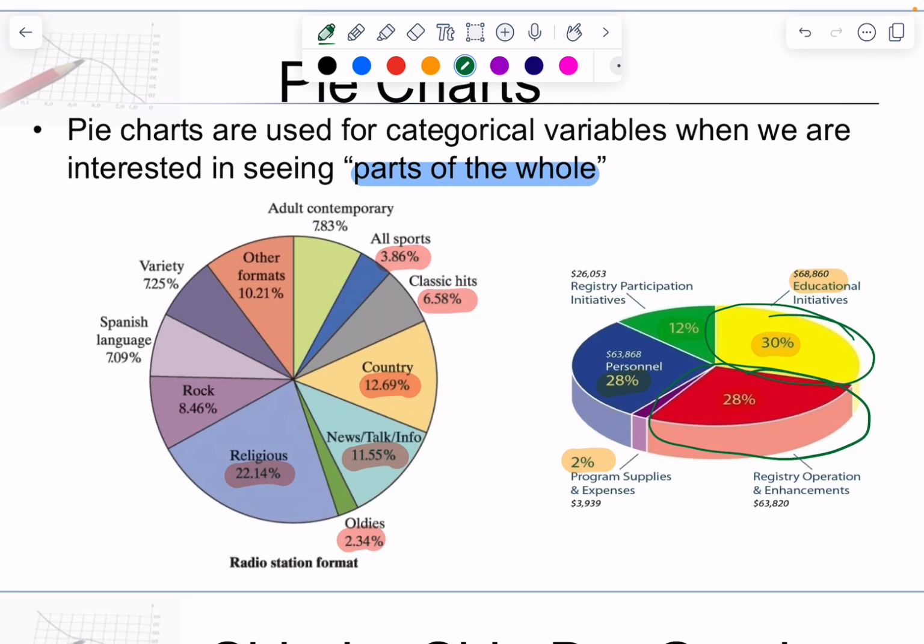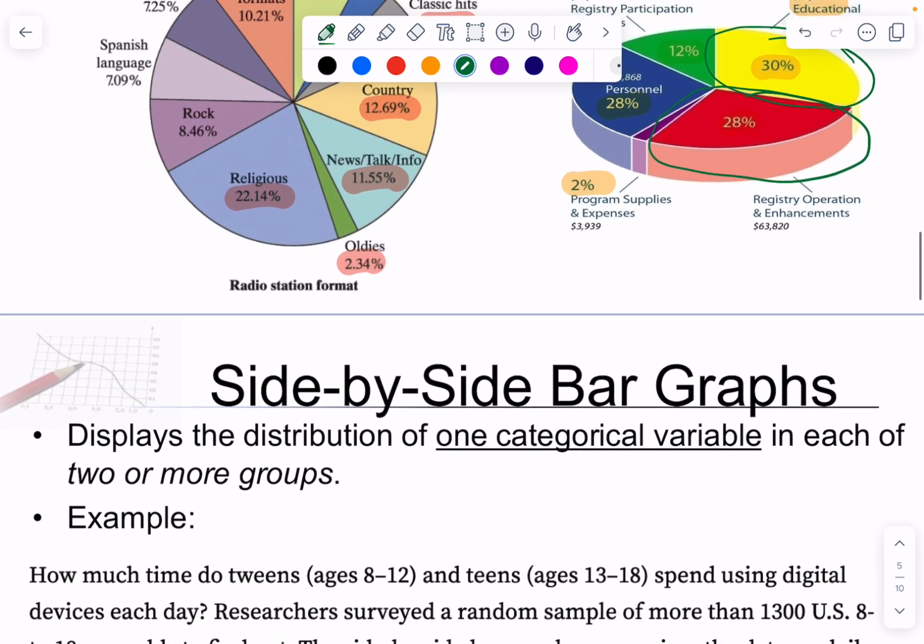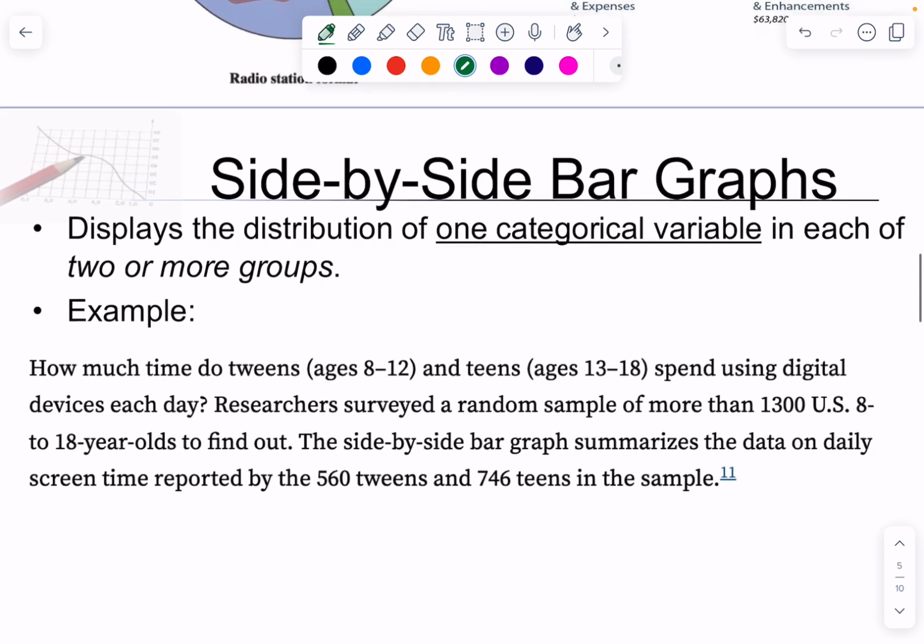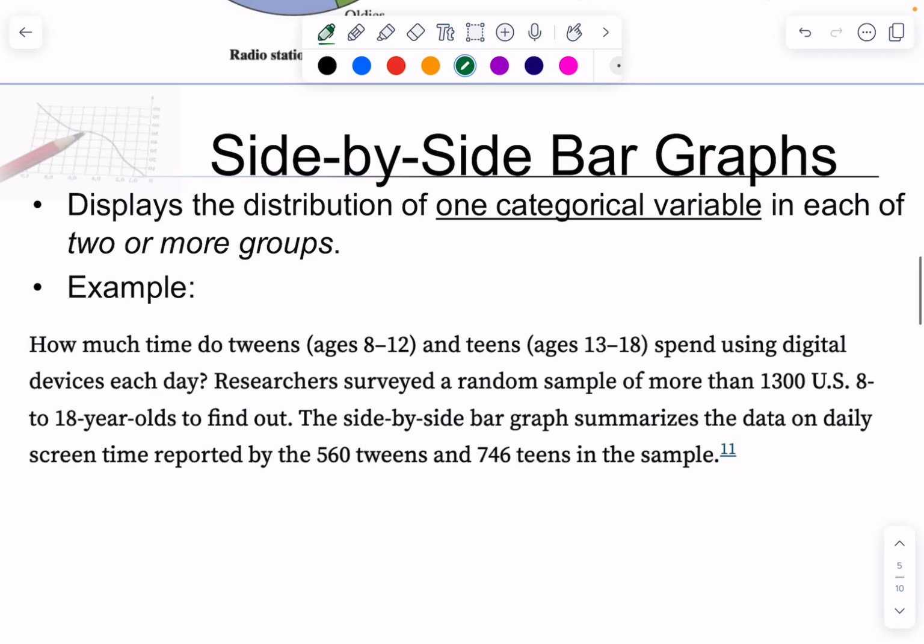So that's our pie charts. Big thing again, parts of the whole, making sure we have all the individuals, all the categories, everything adds up to 100% for my one single group. The last type of display we're going to discuss today are side-by-side bar graphs. Basically it's just bar graphs where we're using comparisons.